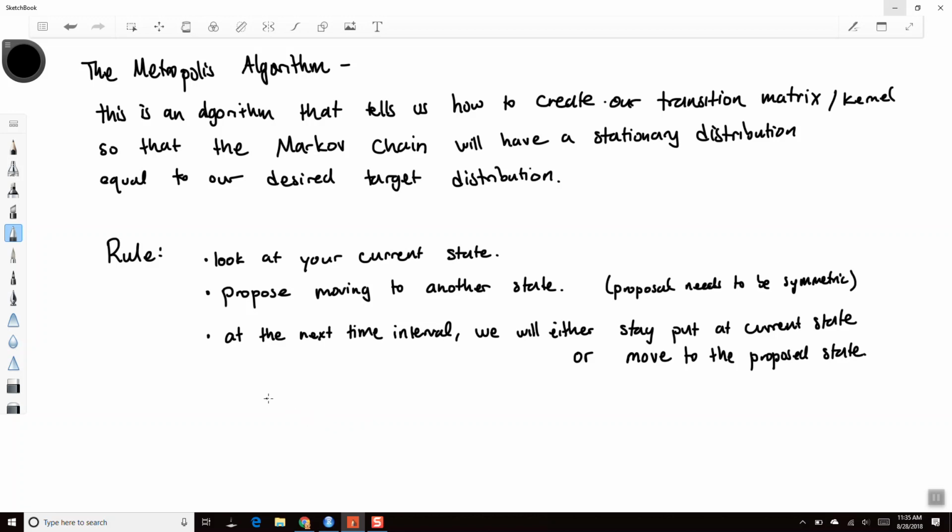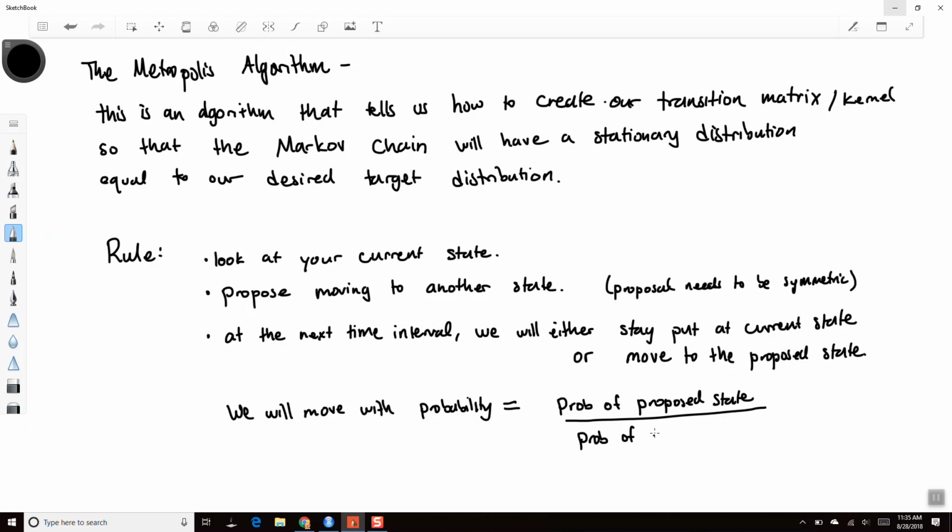Okay, and whether we decide to move or not, we will move with the probability equal to the probability of the proposed state divided by the probability of our current state. Okay? And that's pretty much it, okay?